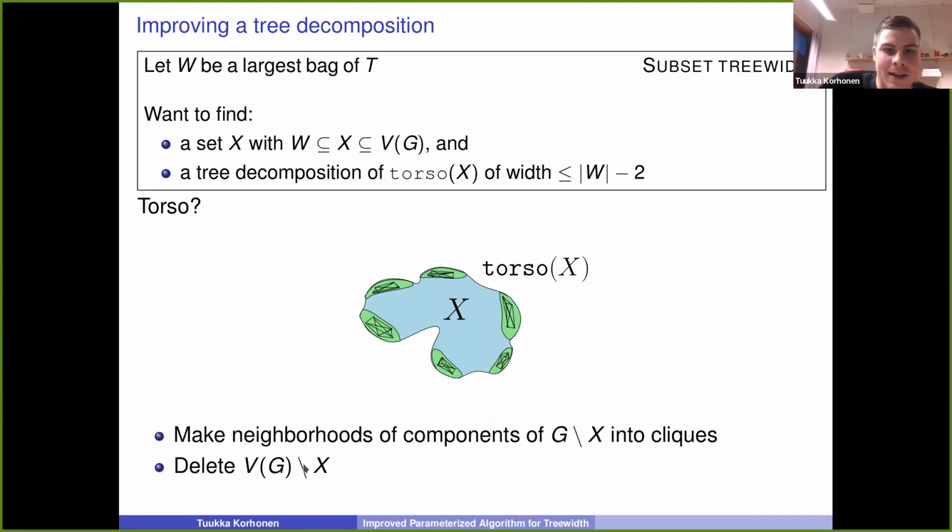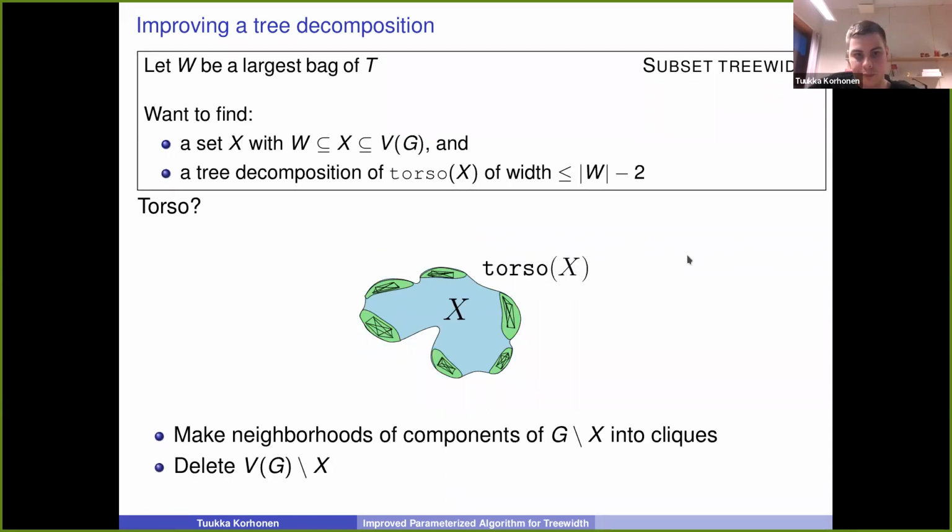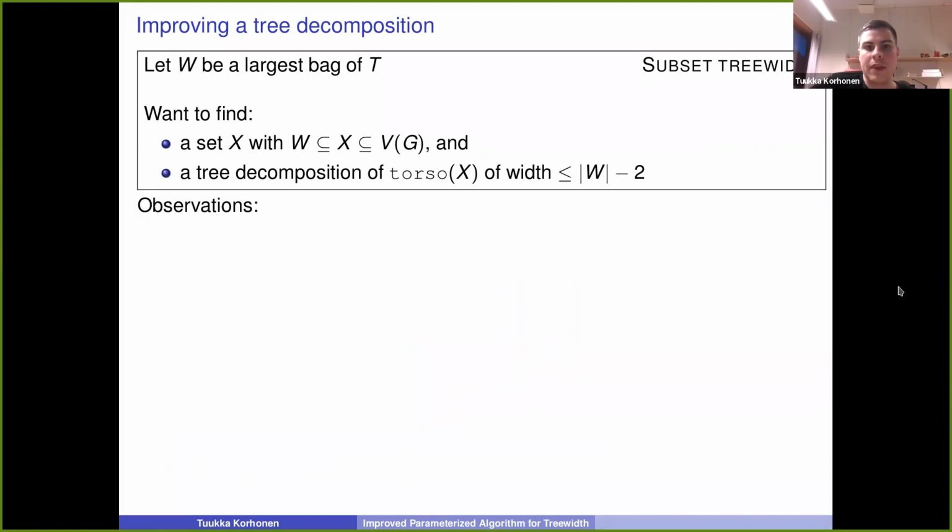So we delete from this graph everything that's not in X. So this is a subgraph induced by X plus all the edges that can be formed by doing a path that goes completely outside of X. So these green things in this picture represent these cliques that are neighborhoods of these components. Okay. So we want this torso of X to have a small treewidth.